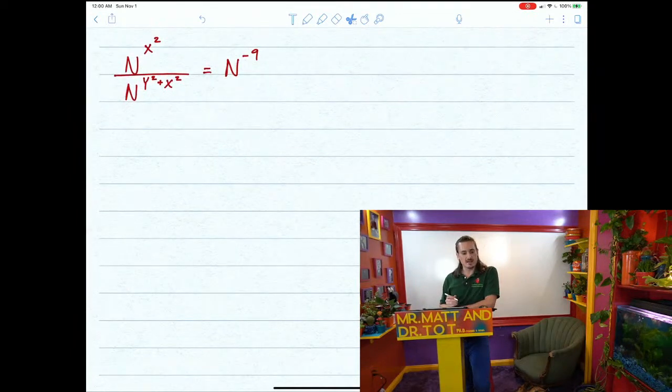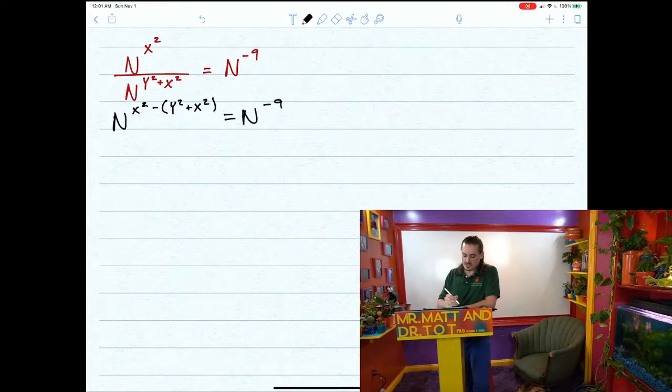On the left-hand side, we have n to the x squared power divided by n to the y squared plus x squared power. Now this looks very strange, but just go about it in a systematic way, executing the rules of exponents. We have common bases and we're dividing, so we can keep the base, subtract the exponents. So this is going to turn into n to the x squared minus y squared plus x squared power. And that's still equal to n to the negative 9 power.